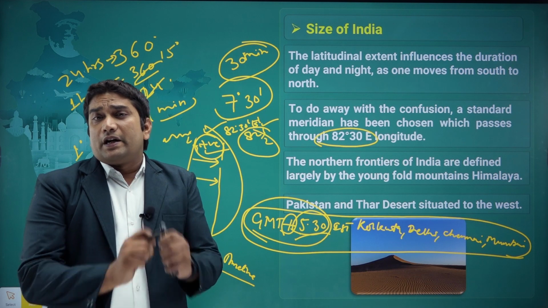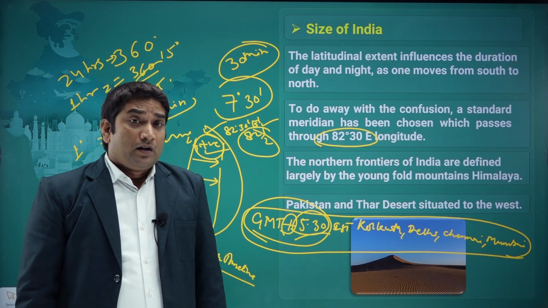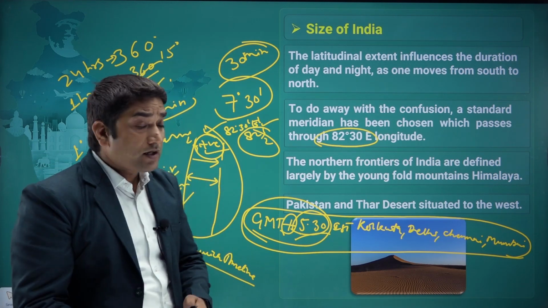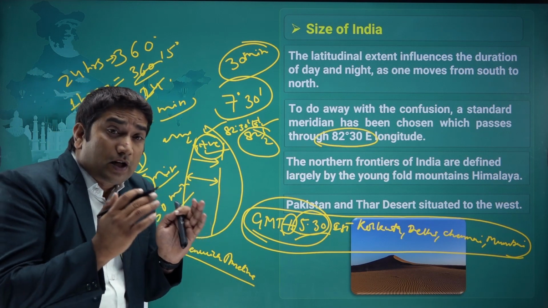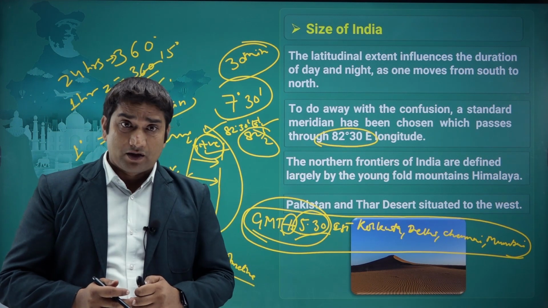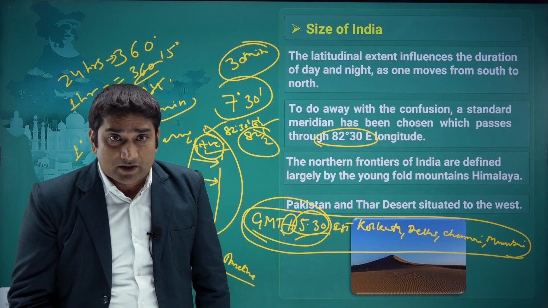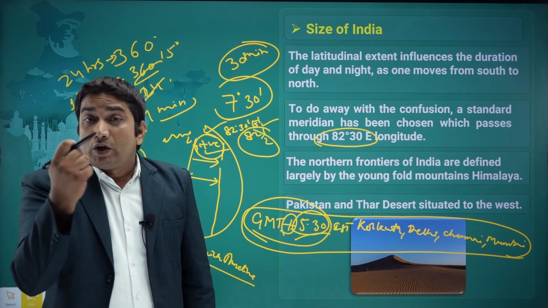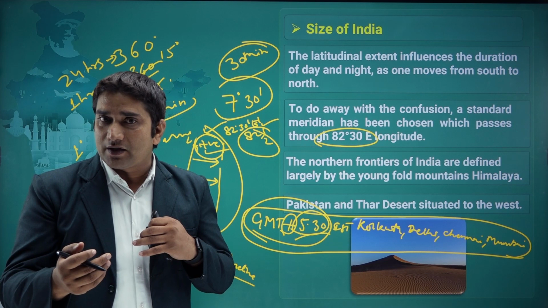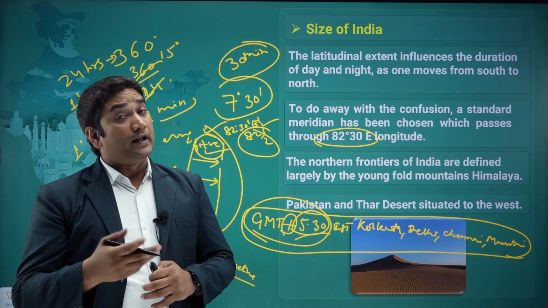Now see, the standard meridian is very important. If we did not have a standard meridian in the country, then we would find time variation, because approximately 30 longitude gap we have in India from Gujarat to Arunachal Pradesh, and if we have a 30 longitude gap between Gujarat and Arunachal Pradesh, then that means 120 minutes or 2 hours variation we will find between Gujarat and Arunachal Pradesh. So at every longitude we will find a different time.